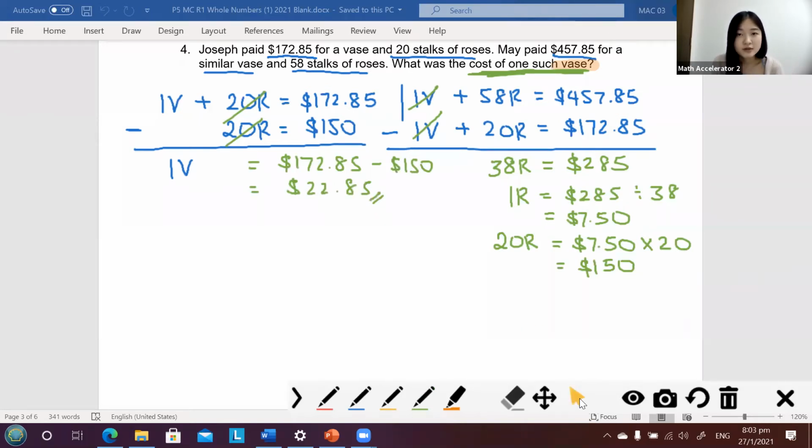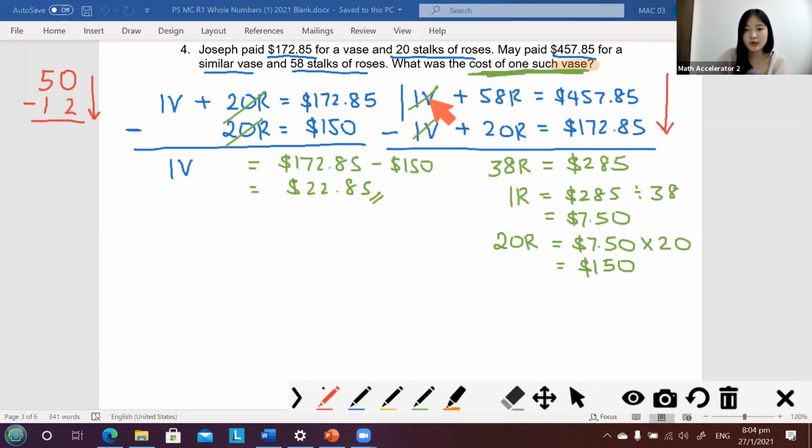Okay, so someone asked, how come this part can cancel? Because in your two equations, you already have one vase and one vase. So what we're doing is subtracting vertically. You look at it this way. Usually when you do your working, let's say 50 minus 12, you minus this way, vertically. So if you look at these two equations, you compare the items one by one.